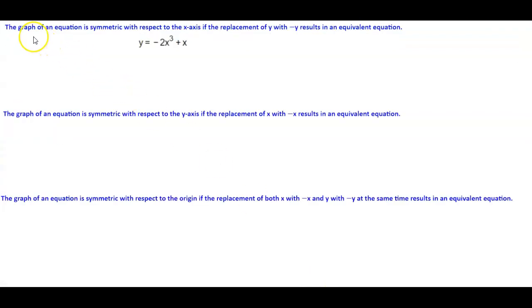Okay, so the graph of an equation is symmetric with respect to the x-axis if the replacement of y with negative y results in an equivalent equation. So what that means here is the following. We're going to replace this y with a negative y, and then that's going to equal negative 2x cubed plus x. Now the question is, are these two equations equivalent?